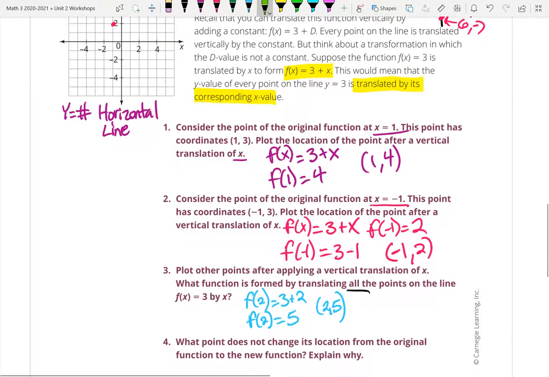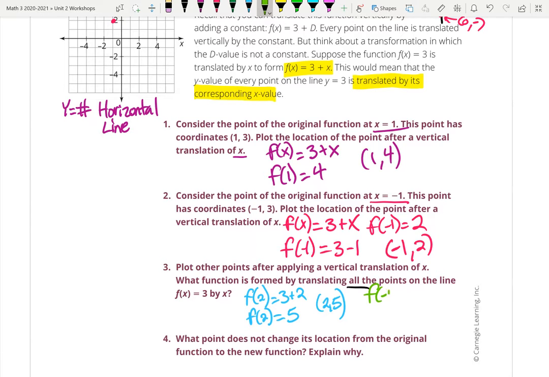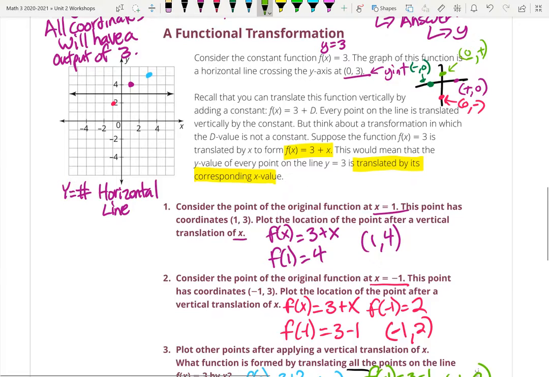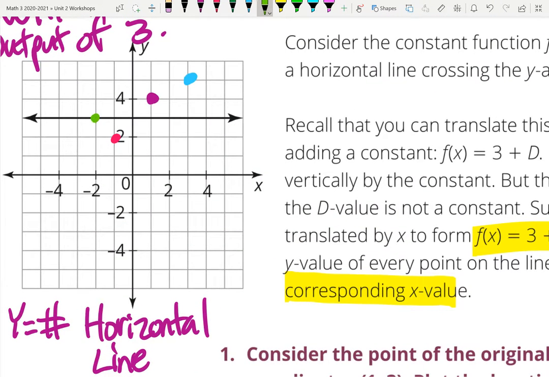If I were to do the same thing with negative 1, 3 minus 1 would result in an output of 2. That would give me the point negative 1, 2. Going back to my graph, my input was negative 2. Now it's going to be negative 2 comma negative 1. Okay, I hope you can see right now, if I connect these dots. Oops, this point is supposed to be here.